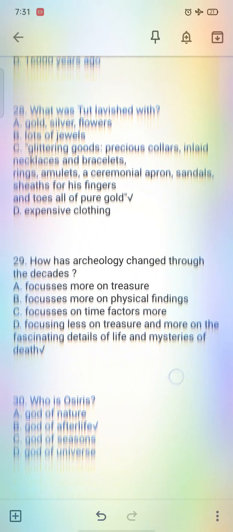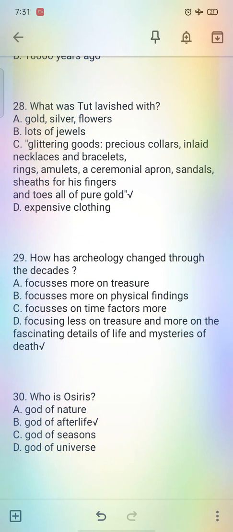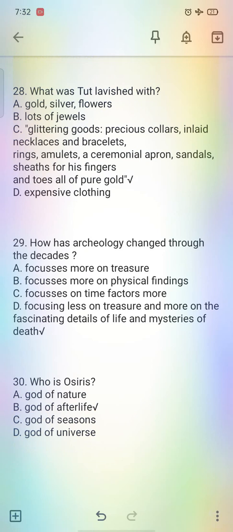Now that is 28. What was Tut to eat? Gold, silver, flowers, lots of jewels. C. Glittering goods, precious colors, inlaid necklace and bracelets, rings, amulets, and ceremonial aprons, sandals, seeds for his fingers and toes, all of pure gold. This would be the correct option because we can memorize what we have read out already. And the last option, that is expensive perfume, is incorrect. Question number 28, C. Third option would be correct.